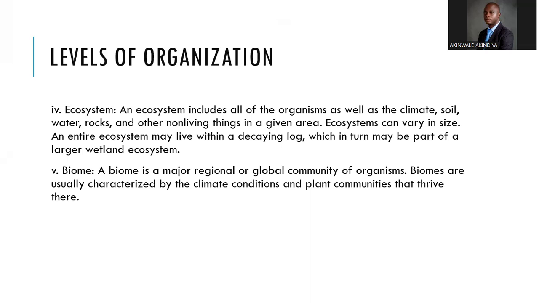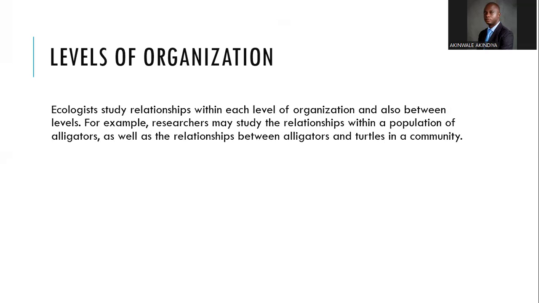So ecosystems can vary in size. An entire ecosystem may live within a decaying log. If you pick a log that is decaying, you'll be very surprised how many organisms, living and non-living, are there. Which in turn may be part of a larger wetland ecosystem. Then you have biome. A biome is a major regional or global community of organisms. Biomes are usually characterized by the climate conditions and plant communities that thrive there.